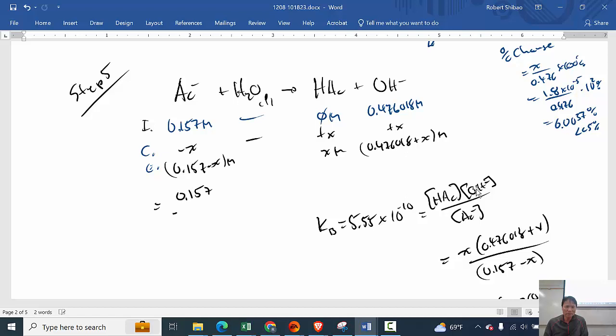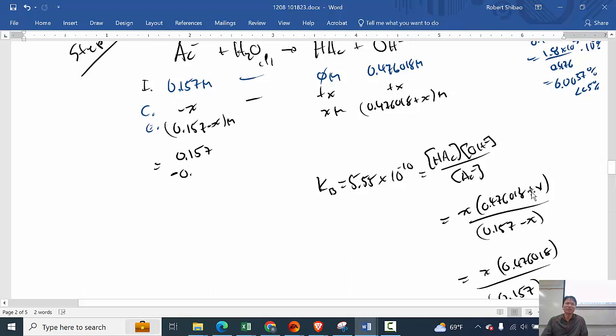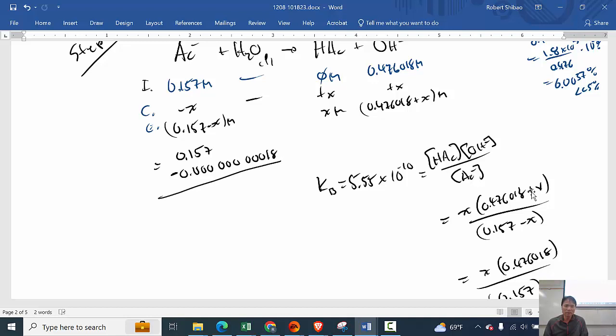It's 0.157 minus, all right, it's 1.8 times 10 to the minus 10. So I need 9 zeros, 1, 2, 3, 4, 5, 6, 7, 8, 9, 1, 8. So this is going to come out to 0.1577999992 molar. This is 1.8 times 10 to the minus 10 molar. And now we got to add this. So this is going to be 0.476018, that's 6 decimal places, 78918 molar.